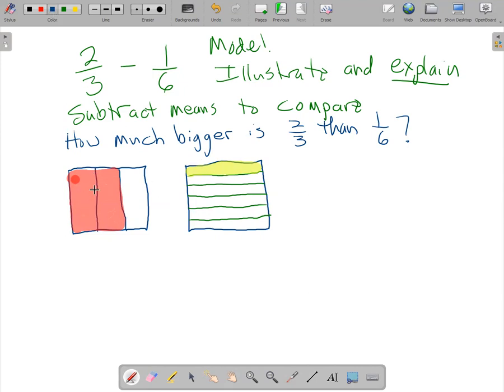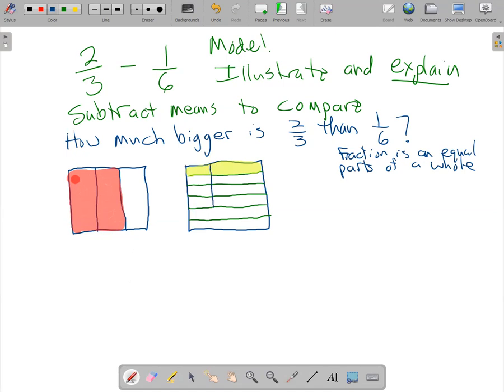Now, the problem is they're not the same size, and we're playing with fractions here, and a fraction is an equal part of a whole. So I have to use that idea. So, reminder, a fraction is an equal part of a whole or equal parts of a whole. I've got to get equal parts, and one way to get equal parts is to cut each like the other.